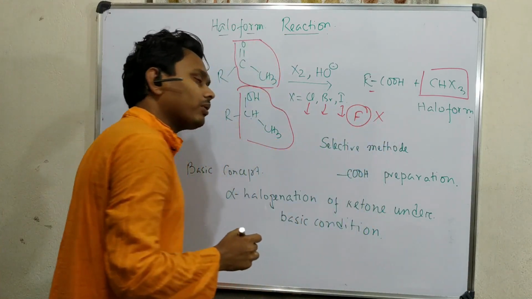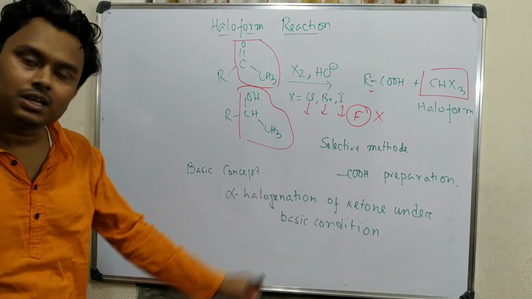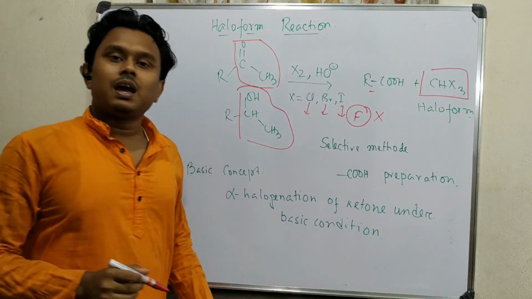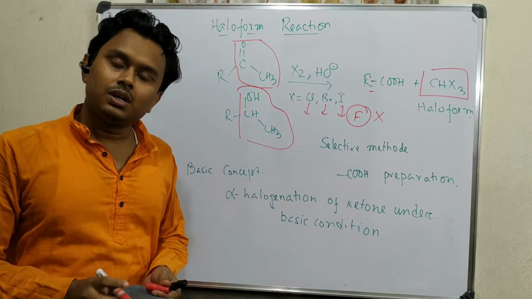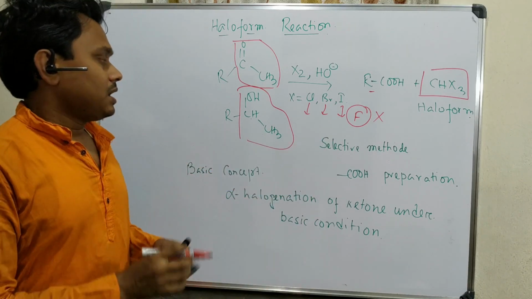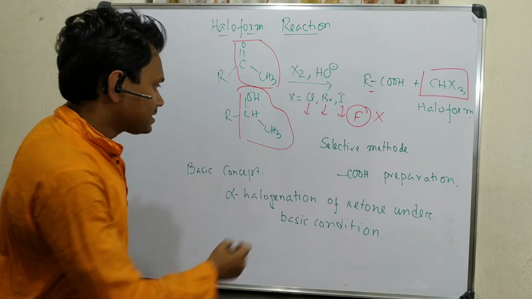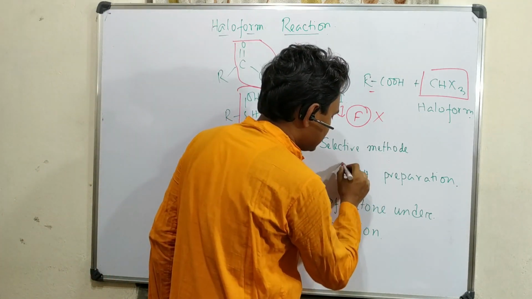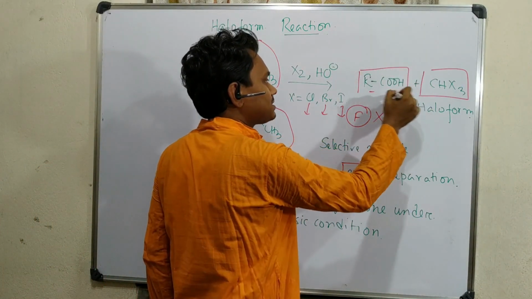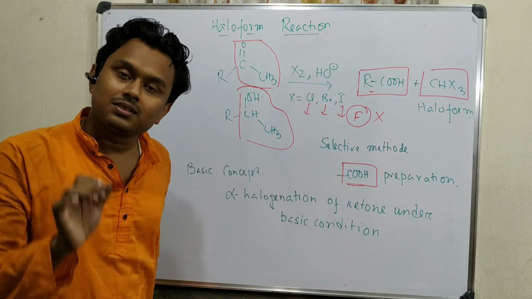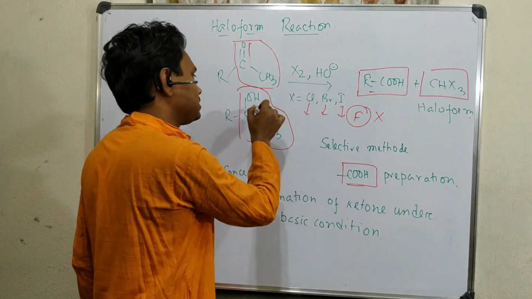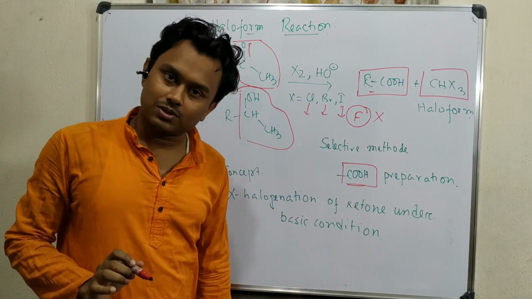Why? Because it is not possible to form fluoroform directly using this method. I will explain why. First we will explain this, and secondly we will explain some exceptions about haloform reactions after explaining the mechanism. And please keep in mind that this is a selective method for carboxylic acid preparation, because you can see that it produces a carboxylic acid, from this carbonyl group or this secondary alcohol.